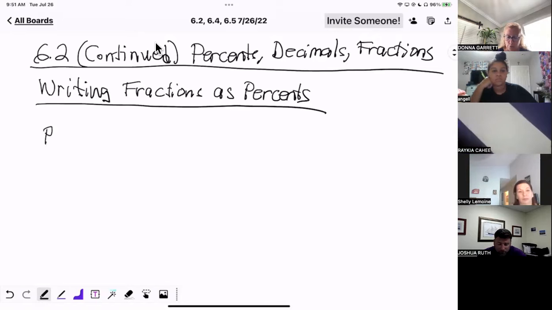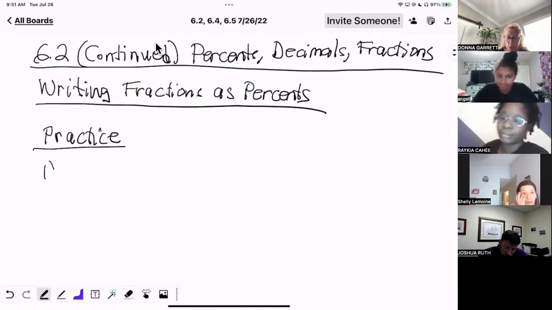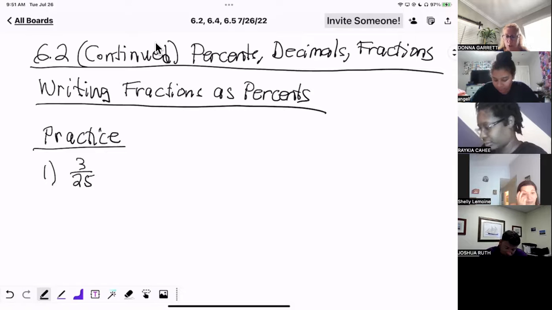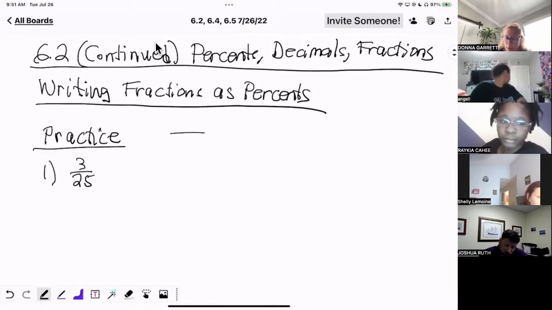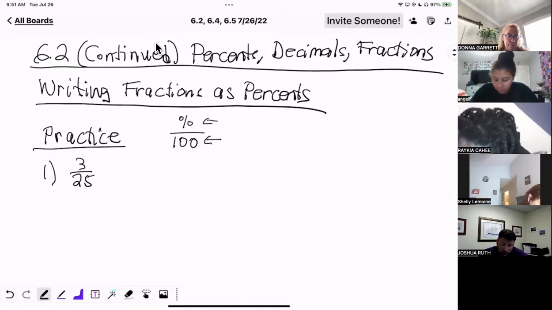I'm hoping, cross fingers. Okay, we're gonna practice writing fractions as percents, although we didn't even talk about it yet. I want to do problems and show you how to do them as we go. So we have 3/25. It's a fraction. We want to make it a percent. We can make a percent if we can get the denominator equal to 100. If you get the denominator to be 100, your percent is your numerator.